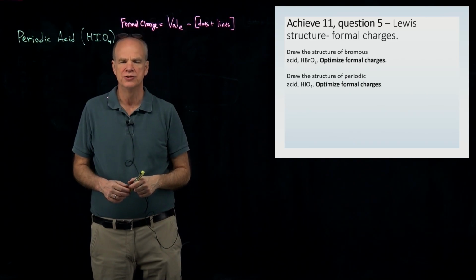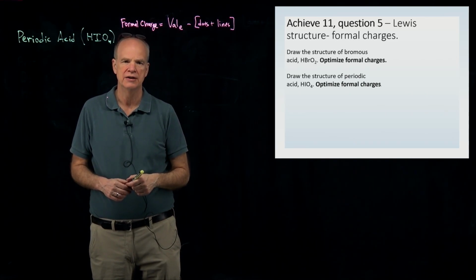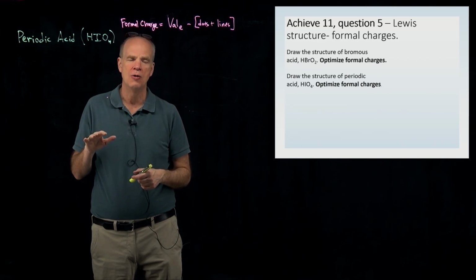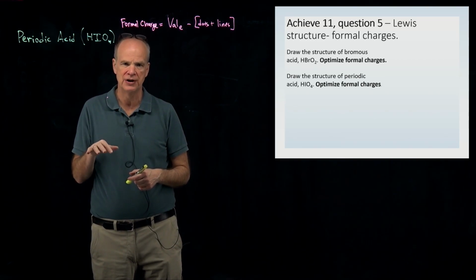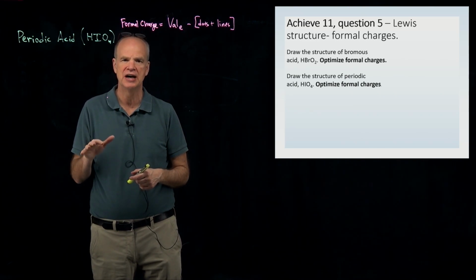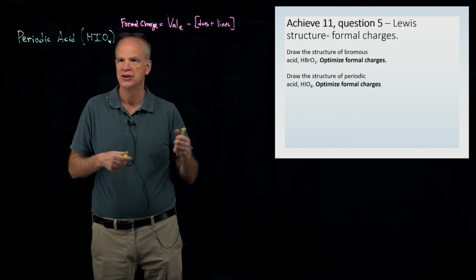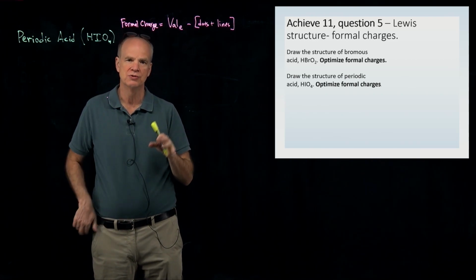Okay, so the next one we're going to do is draw several Lewis structures for periodic acid. They will all be correct, but we have to figure out what the best one is by assigning formal charges to all the atoms in all the different Lewis structures. So first, let's set up one correct Lewis structure.